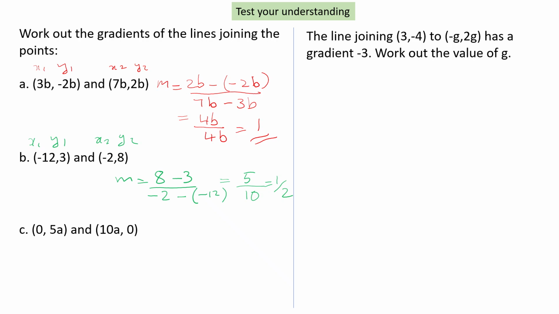The next one, (0, 5a) and (10a, 0). So this one I'm going to put x1, y1, x2, y2. So gradient m equals 0 minus 5a divided by 10a minus 0. So it is minus 5a divided by 10a. So this is minus half.